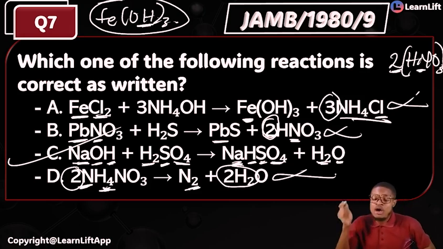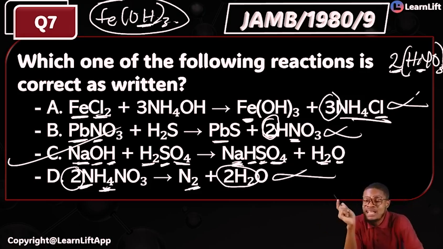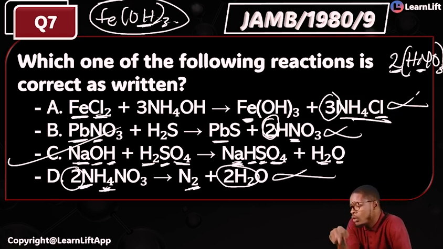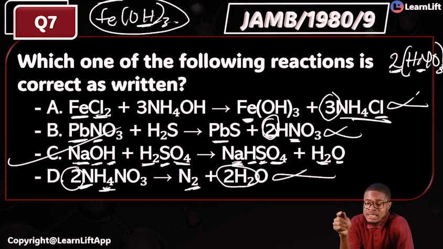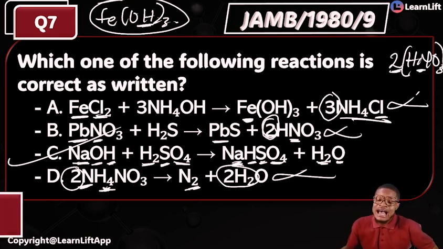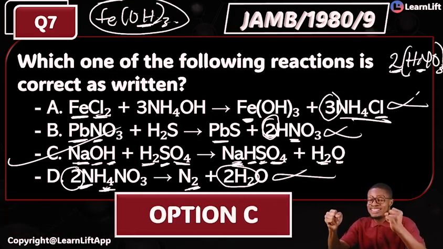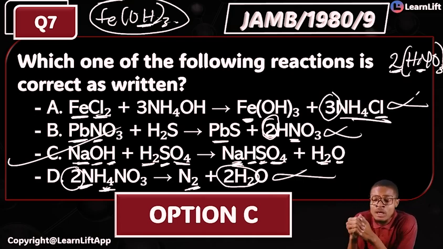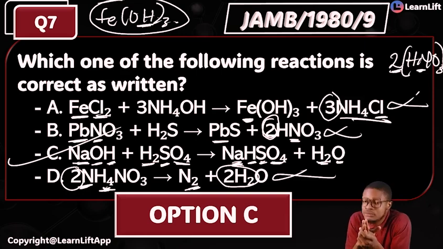What is the correct answer? Option C is the correct answer. Where sodium hydroxide is reacting with your tetraoxosulfate acid to go and form your sodium hydrogen tetraoxosulfate 6, and your water, option what? C, hooray, is the correct answer. Can I shock you something there? Don't forget that option C is a neutralization reaction.